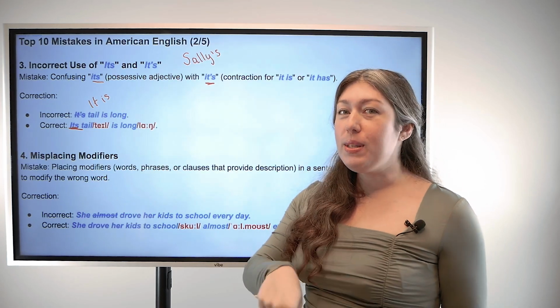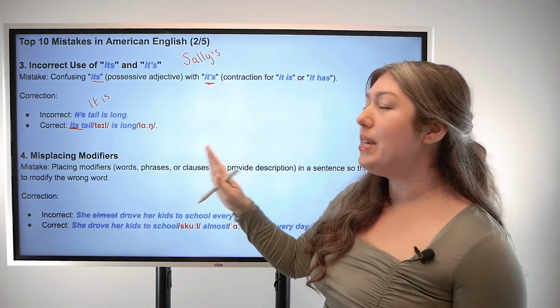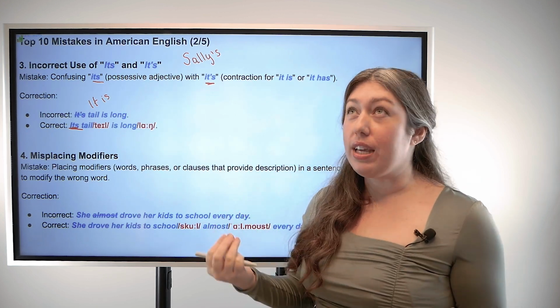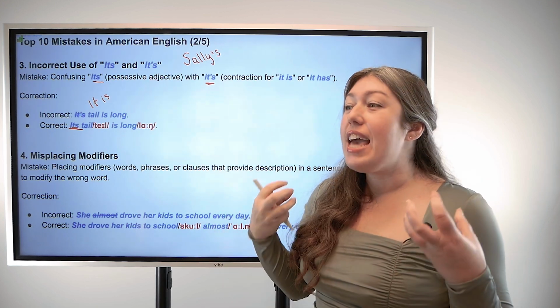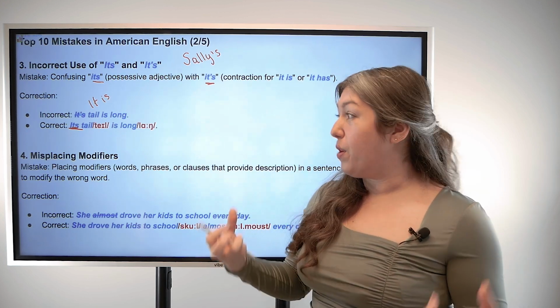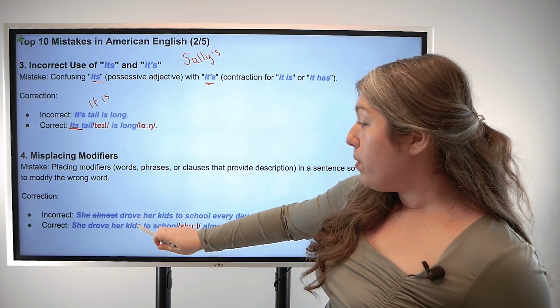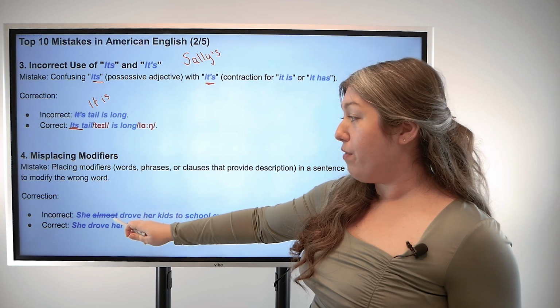And the fourth most common mistake in English is misplacing modifiers. I hear this so often when I'm working with students learning English, and it's something that I really want you to focus on. So, for example, she almost drove her kids to school every day.